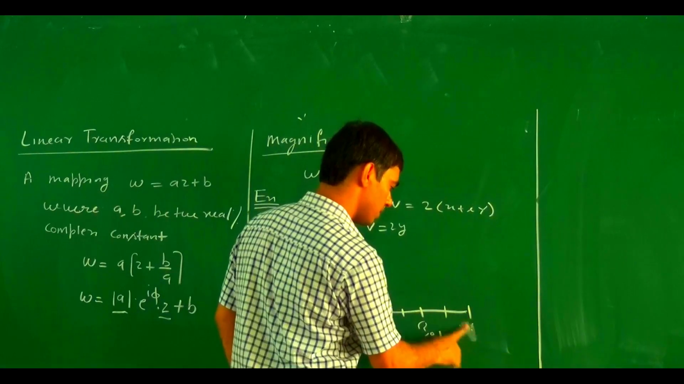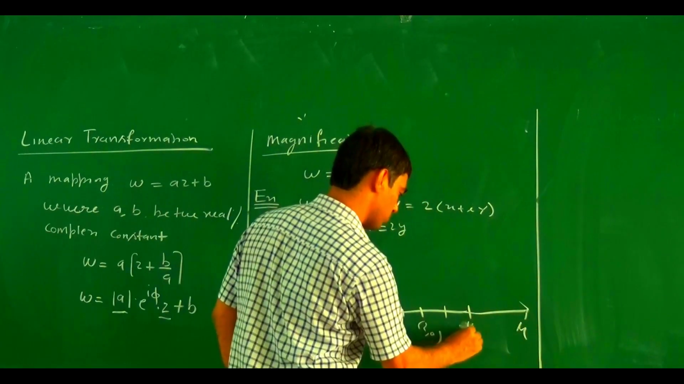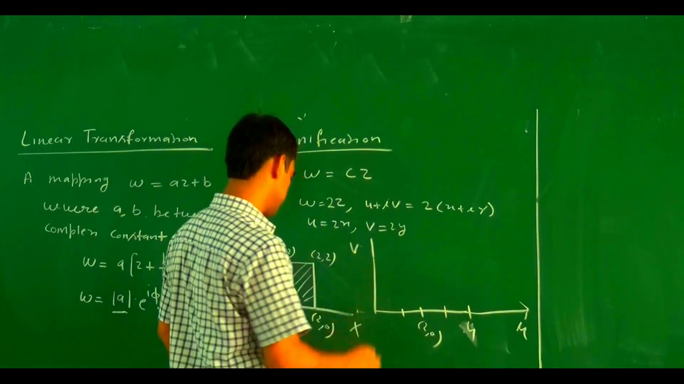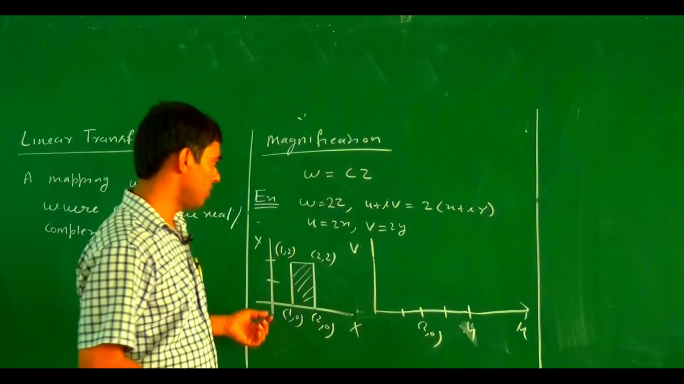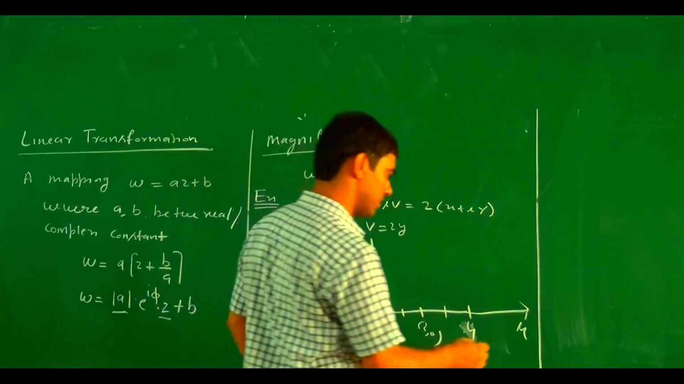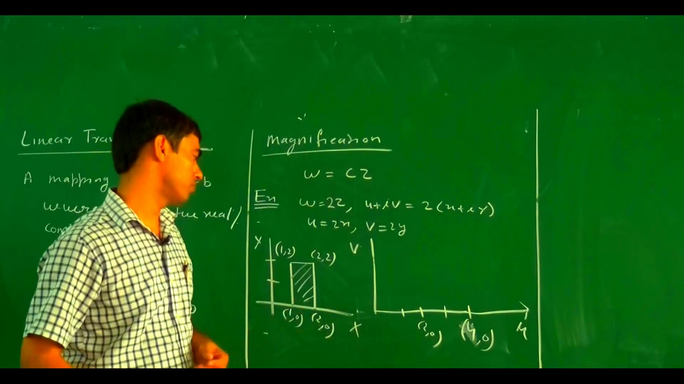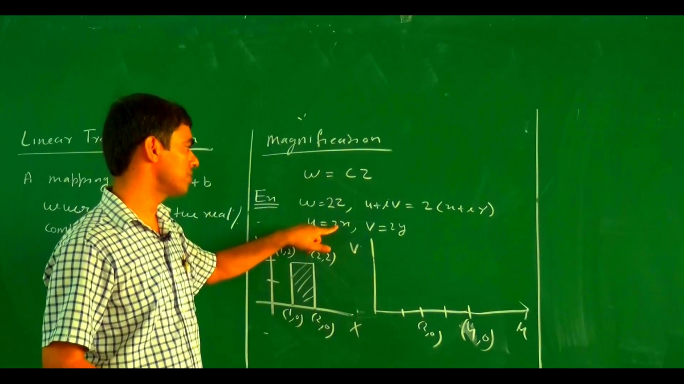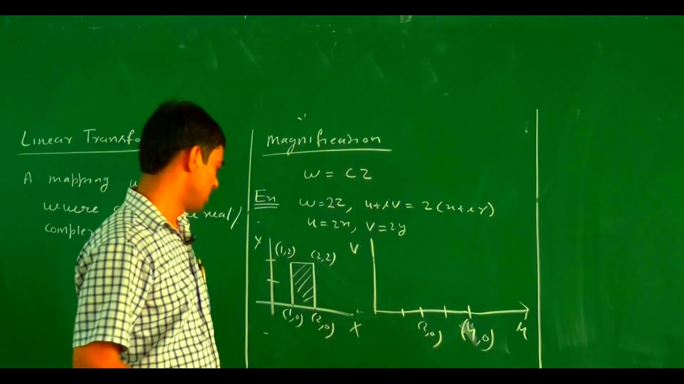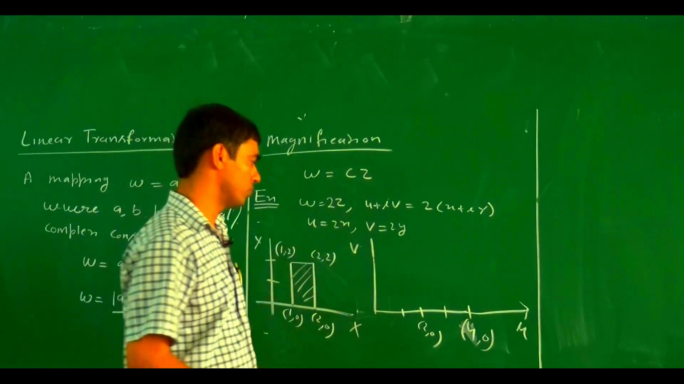If we write here, this is the u plane and this is the v plane. What is the value? The value becomes 4 0. Corresponding to this point, what is the value? Corresponding to this one, 1 2, then this becomes 2 and 4.